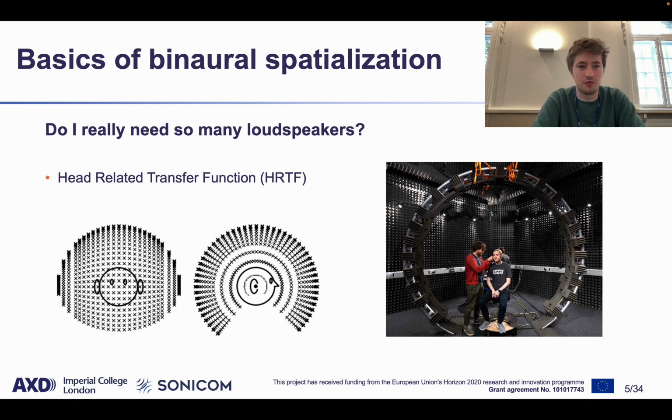We can solve this problem using what's called the head-related transfer function. What this tries to do is exploit the fact that we only have two ears, or two sensors, and tries to create the correct sound at those two sensors so that it sounds like the sound is coming from all around you. So it's basically a filter that tries to capture how your head perceives sounds coming from different locations, or different directions, shall we say.